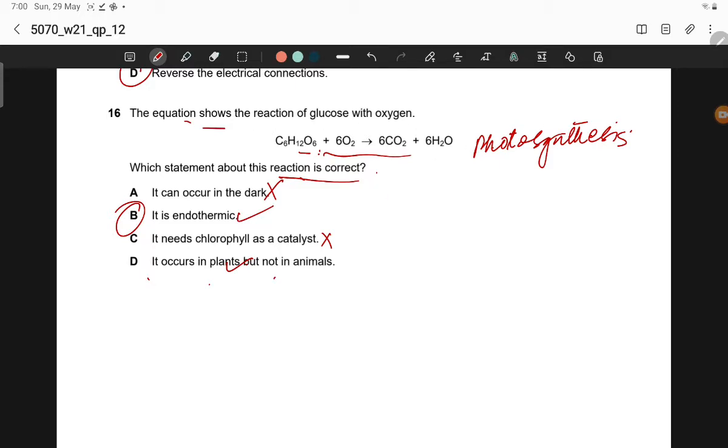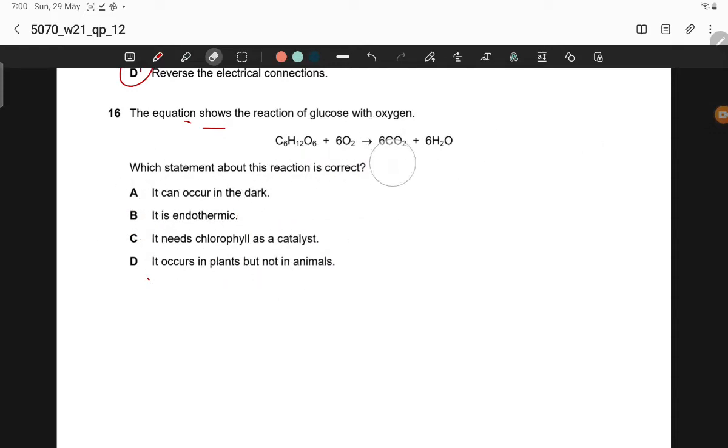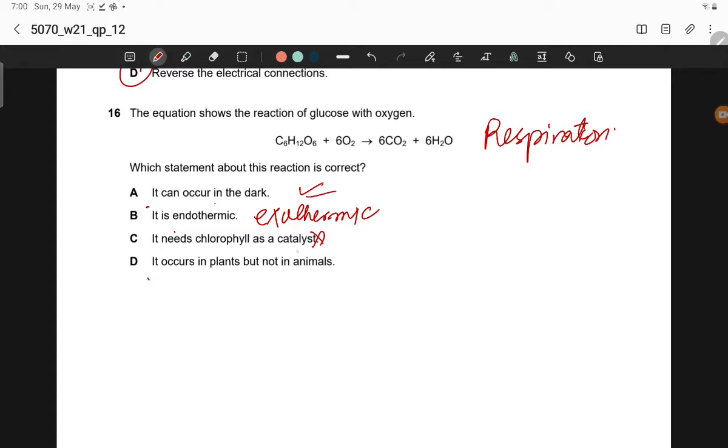This equation shows the reaction of glucose with oxygen. This is the respiration reaction. It can occur in the dark. Yes, it can. It is endothermic? No, it is exothermic. It needs chlorophyll? No. It occurs in plants, but it occurs in plants as well as in animals. So it can occur in the dark as well.